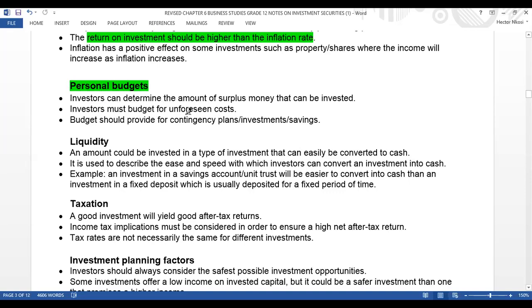Investors must budget for unforeseen circumstances or costs. A budget should provide for contingency plans, investments, or savings.